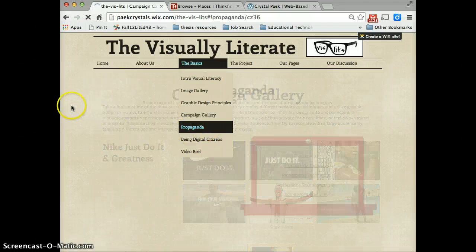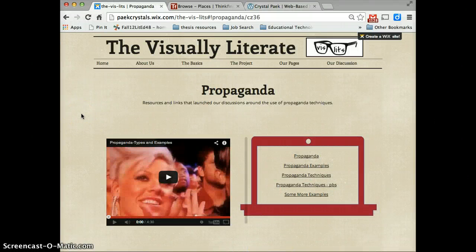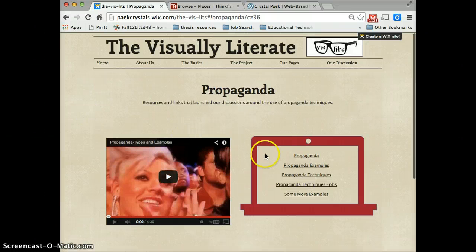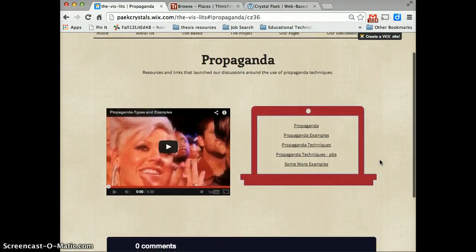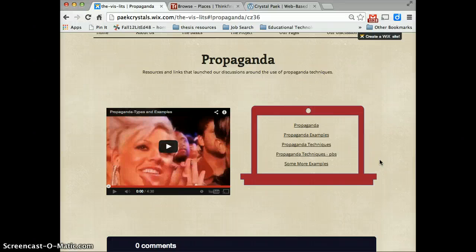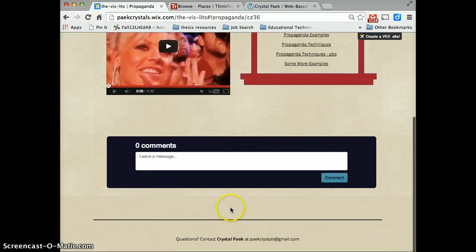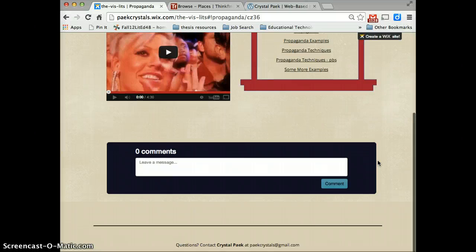Propaganda is another in-class activity where students can go through these links to look at examples and techniques of propaganda and how videos and images can be used to persuade an audience. And again, there's a comment box to promote interactivity.